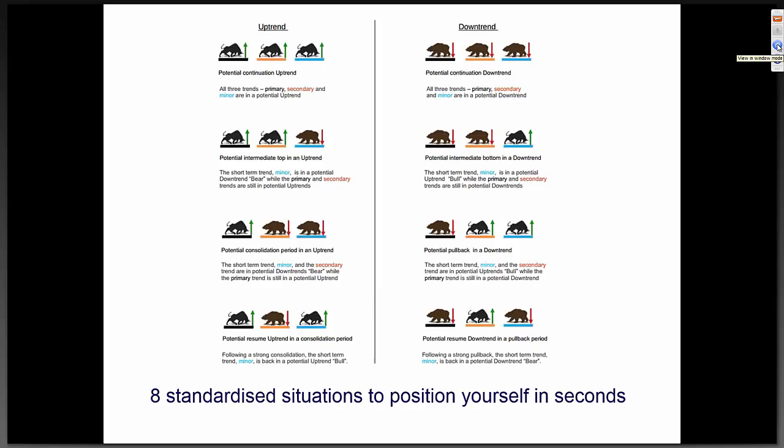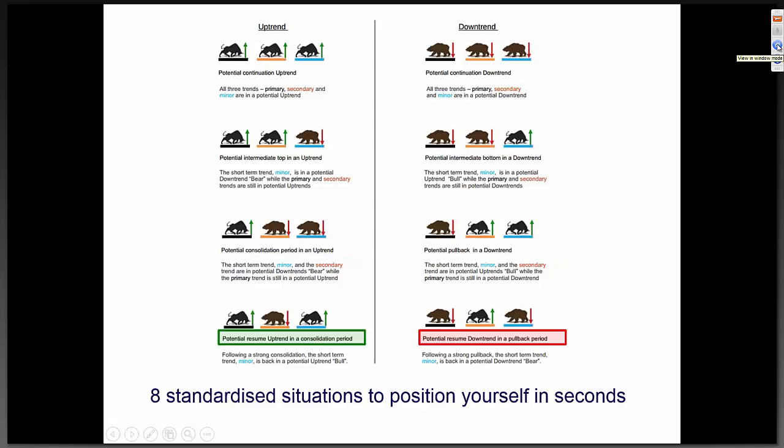So there are 3 frequencies, so 8 standardized combinations. If you have 3 bulls, you're in a potential continuous uptrend, and vice versa in a downtrend. If both your long term and your medium term are in a bull, but your short term is in a bear, we label it a potential intermediate top in an uptrend, and vice versa in a downtrend. If your long term is in a potential bull, but both your medium term and your short term are in potential bears, you're in a potential consolidation period in an uptrend, and vice versa in a downtrend.